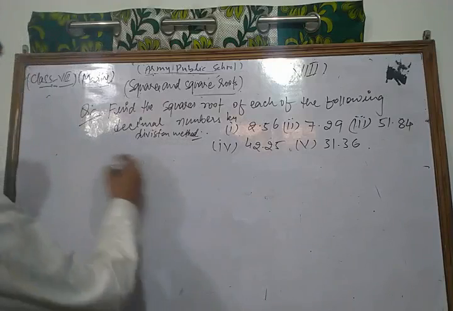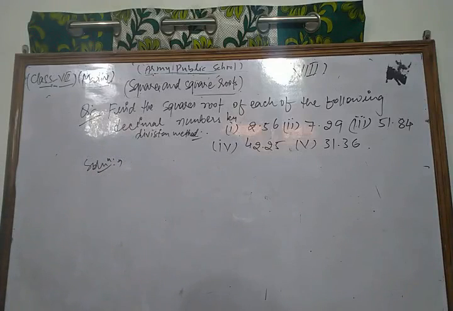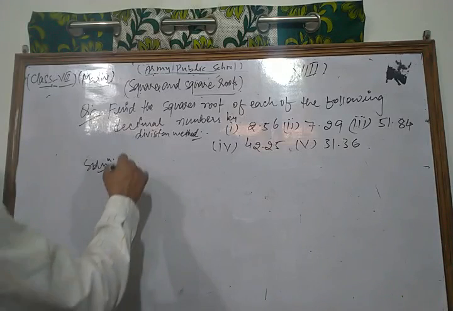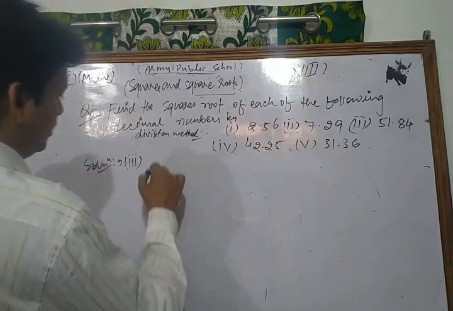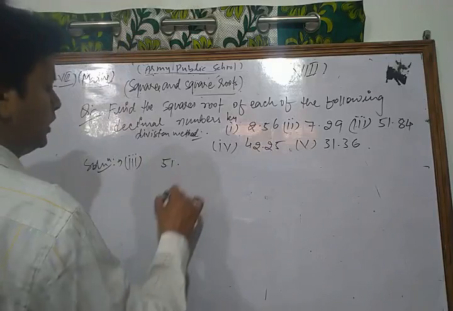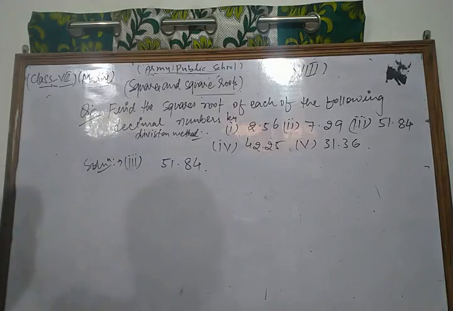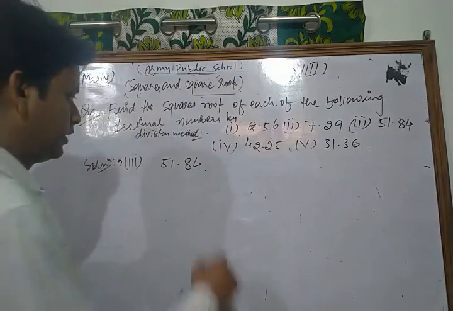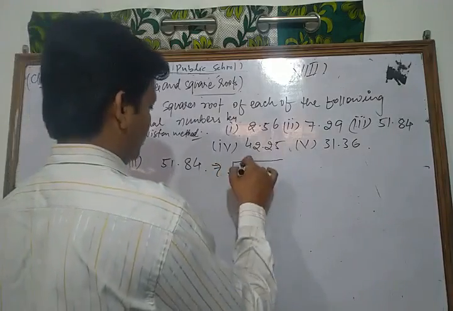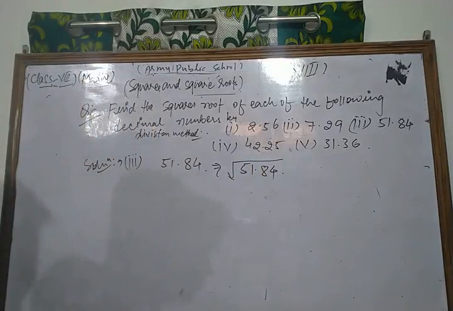Now we take and solve the third part of this question, which is 51.84. Now what do we find? We find the square root of the given number, that is 51.84. Okay. Now for that, what do I do?